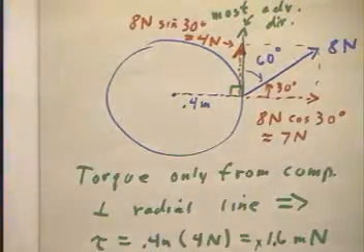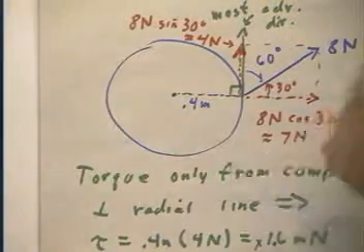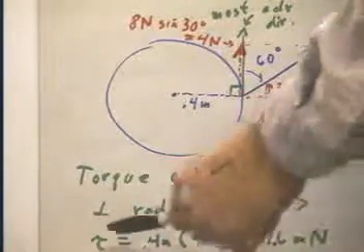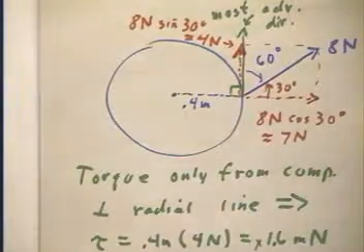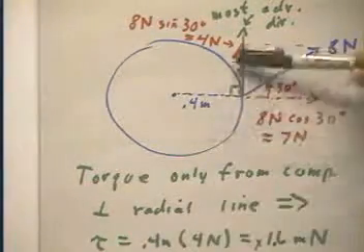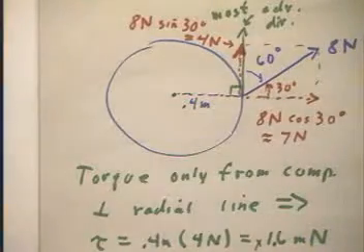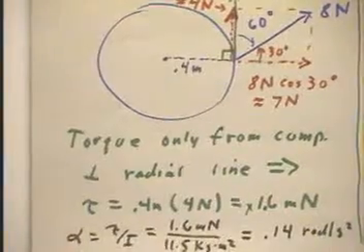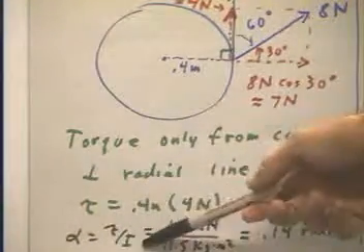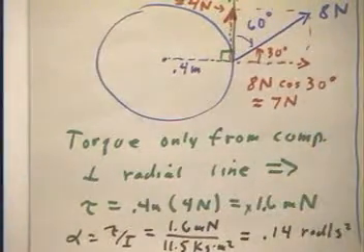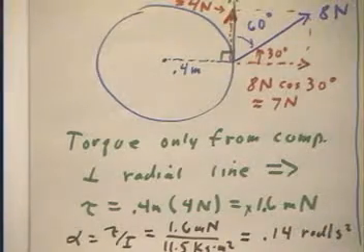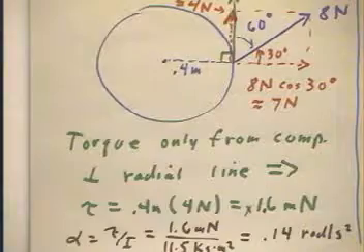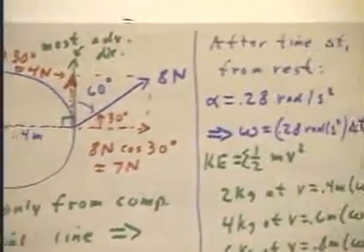Now the torque in that force comes only from the component perpendicular to the radial line, which is this component, and that's going to be this. The 0.4 meters times the 4 newtons of this force gives us 0.16 meter newtons. And then the acceleration is easily found the same way as before. We divide the torque by the moment of inertia, and we get half of the acceleration that we got in the preceding problem.